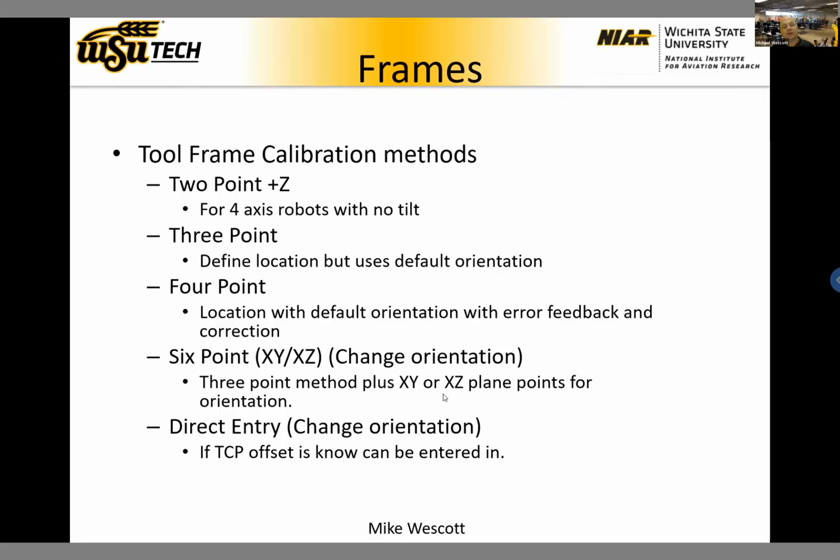That gives you less error. The 6-point method, again, allows you to change your orientation. There is a 6-point XY and a 6-point XZ method. It allows you to move the robot in either the X and Y direction or the X and Z direction to tell it which way the frame is oriented. And then there's the direct entry method, which is used if you know the offset of the TCP by measuring it or from CAD data.